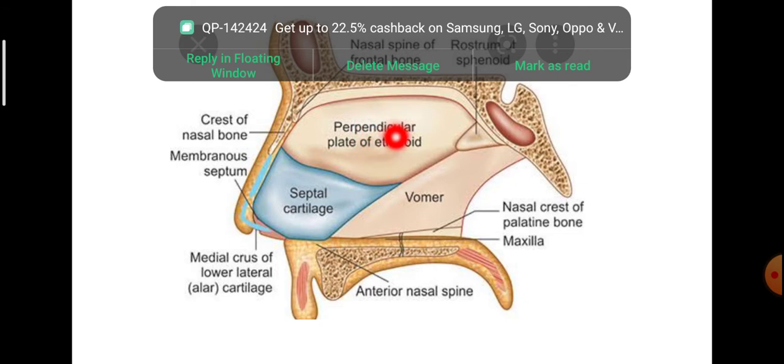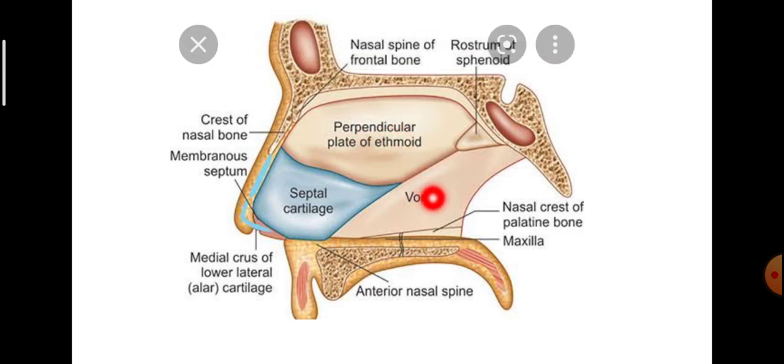The bony components comprise the perpendicular plate of ethmoid and vomer, and bony contributions include the rostrum of the sphenoid, the inner aspect of the spine of the frontal bone, the crest of the nasal bone, the crest of the maxilla, and the crest of the palatine bone.